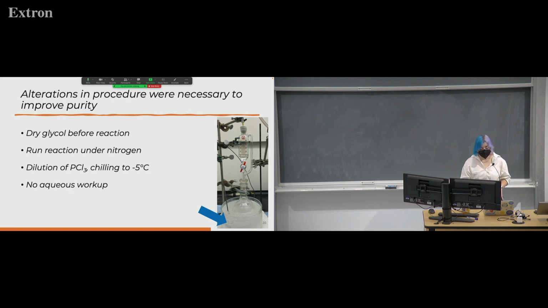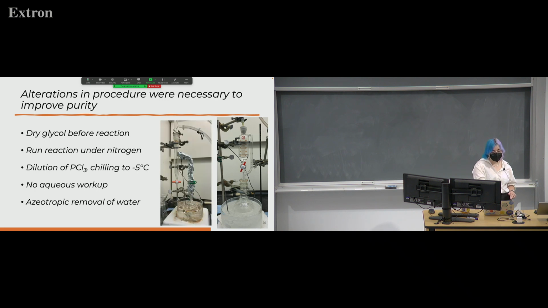Additionally, I was not able to use an aqueous workup for this. I tried, but much like the glycol, the DDPO likes to be in water. So when I did an aqueous workup, it didn't end up going into the organic layer and instead stayed in the water layer, which is not super helpful for what I was trying to do. So instead, I ended up having to use an azeotropic method of removing the water. I was able to use toluene and this Dean-Stark apparatus in order to remove the water, which actually was a pretty cool process.